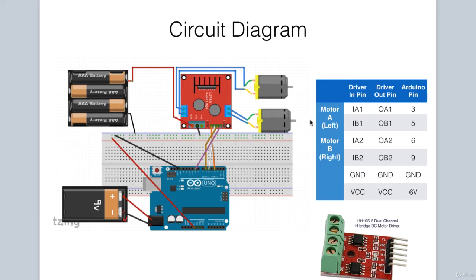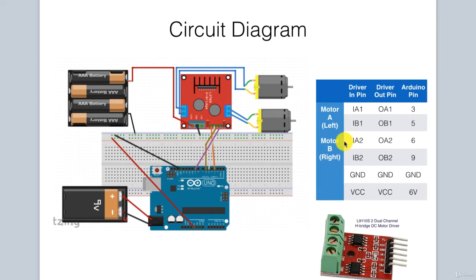Let's take a look at the circuit diagram for our motor driver circuit. We will be controlling two motors, and for our first motor on the left, the input pins are IA1 and IB1. IA1 is connected to pin 3 on the Arduino, and IB1 is connected to pin 5 on the Arduino. For the outputs of that motor, OA1 and OB1 are connected to the motor terminals respectively.